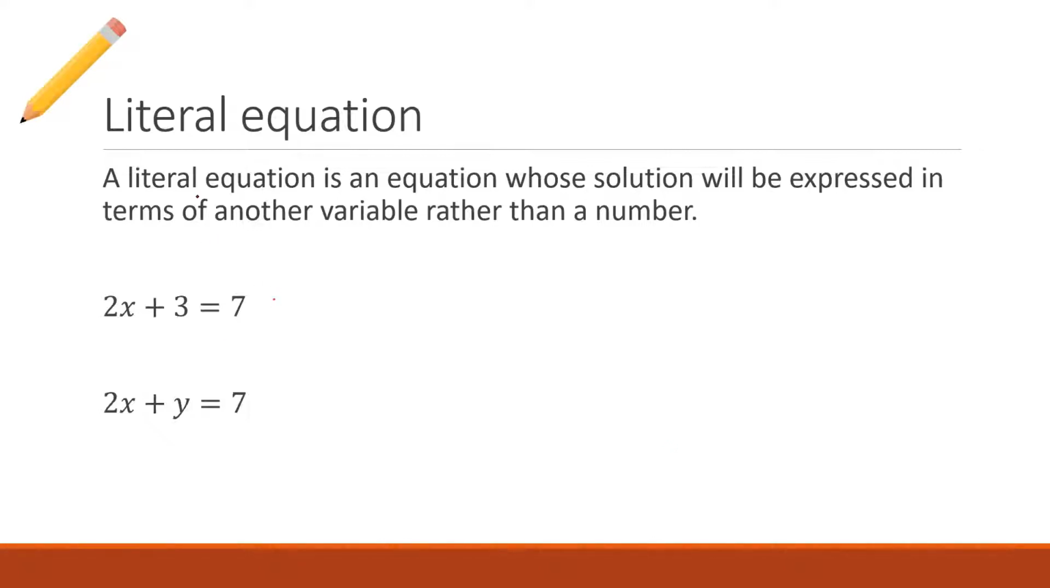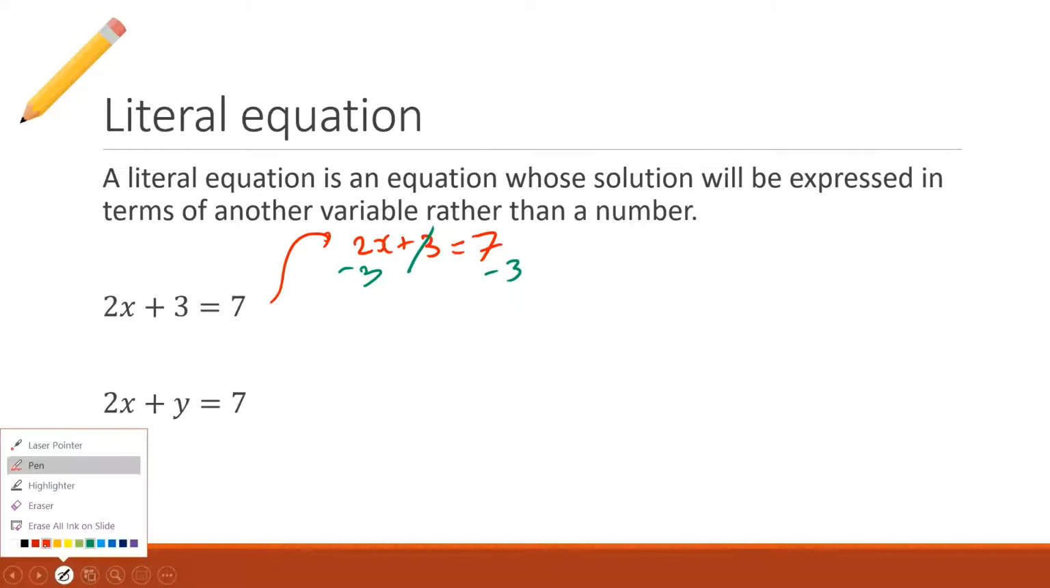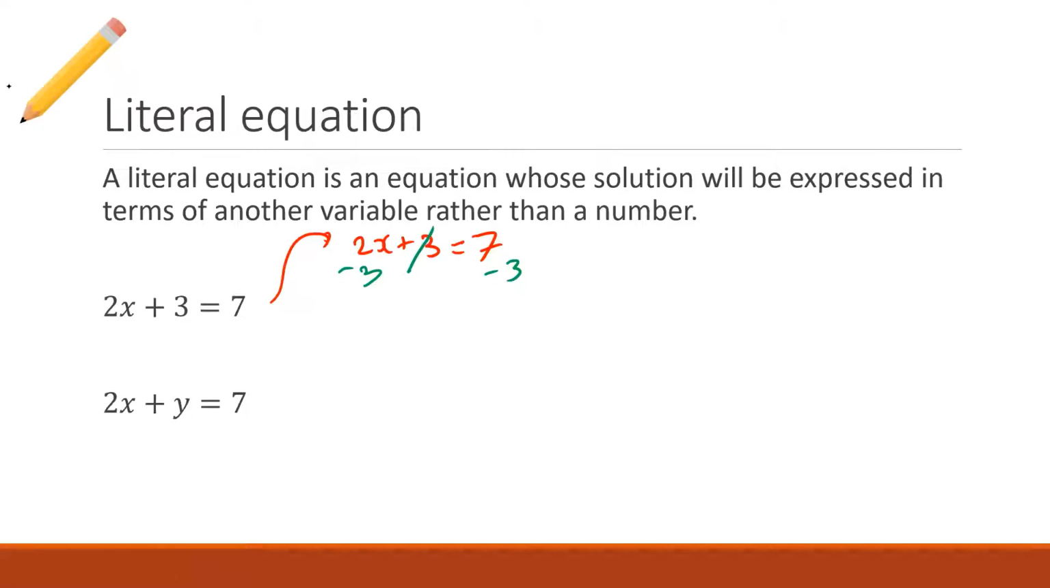Here, let's solve this. 2x plus 3 equals 7. I'm going to minus 3 from both sides. In chat, can someone tell me why I minus 3 rather than divide by 2 first? Or you can say out loud, either or. I want to know, why do I minus 3 first rather than divide by 2? It's a common mistake that a lot of students make.